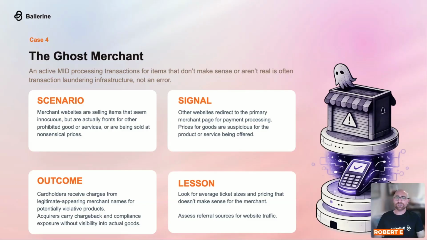consequences. So what's actually going to happen in the background is that something that looks like a shoe store or an ebooks catalog or some kind of maybe digital good is in reality processing for one of those high risk or illicit activities.